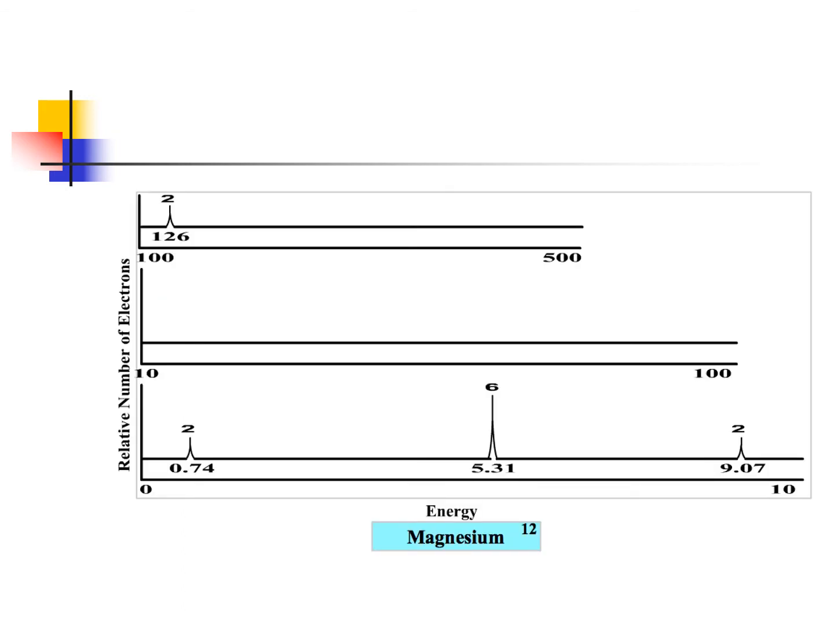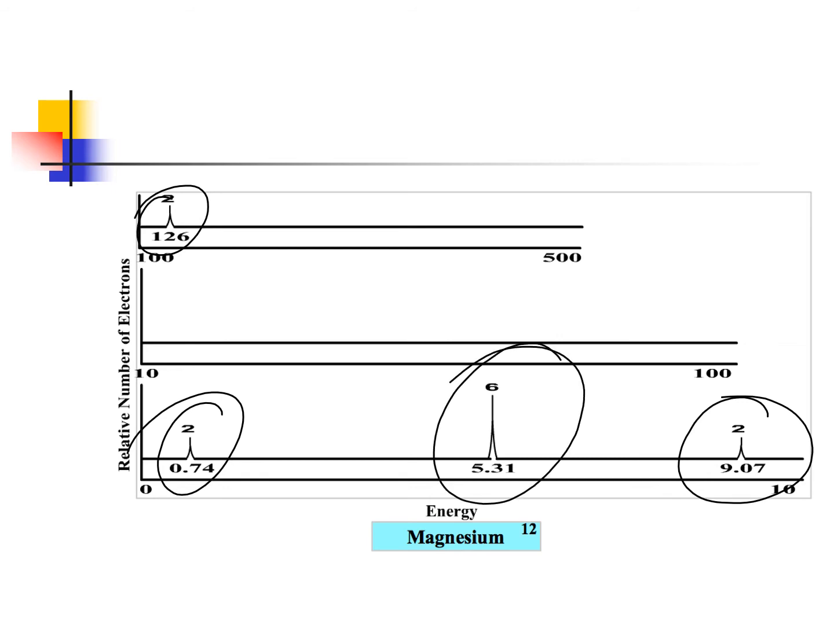So for example, here's magnesium. If we do PES on magnesium, again we see 3 peaks of roughly equal height, and one peak 3 times as high as the others. That means this peak would contain 3 times the number of electrons. Now, the trick of this is that there's energy along this x-axis.